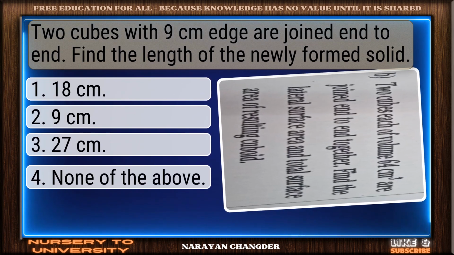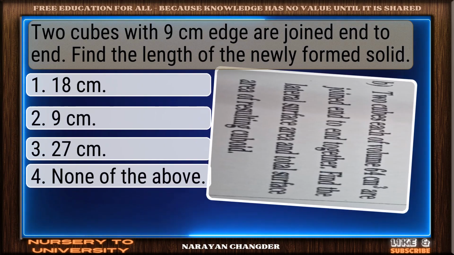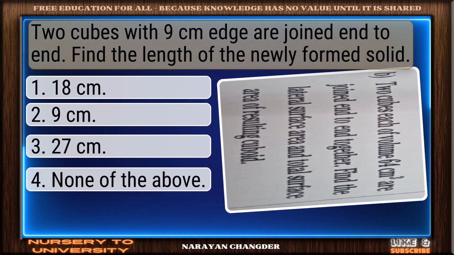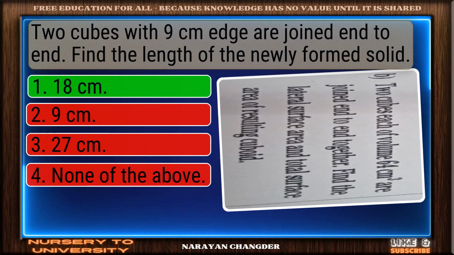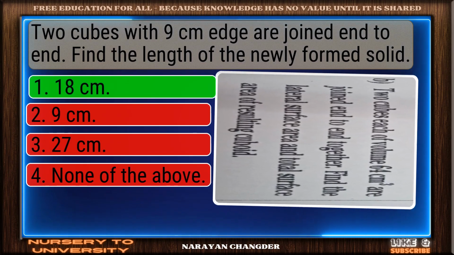Two cubes with 9 cm edge are joined end to end. Find the length of the newly formed solid. Well reasoned. 18 cm is the correct choice.